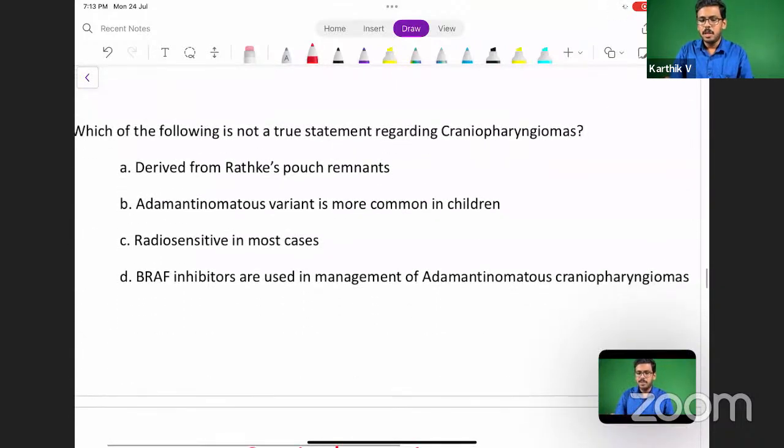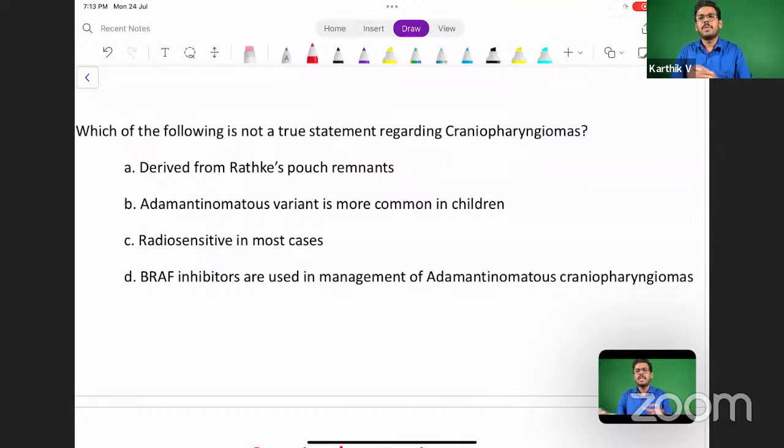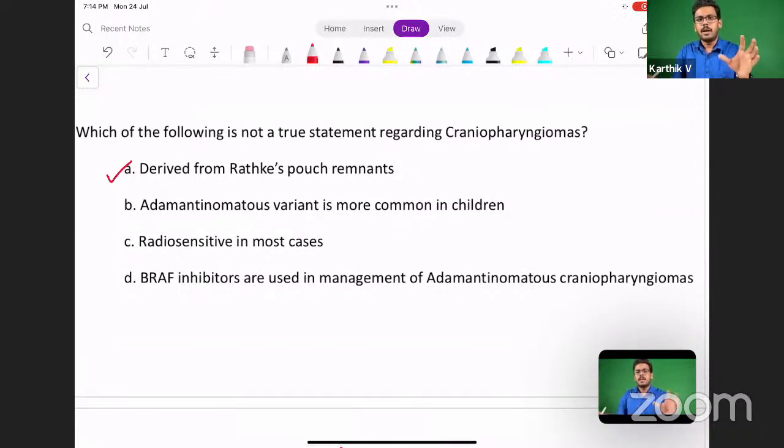So coming to the next question, which of the following is not a true statement regarding craniopharyngioma? So craniopharyngioma, as you know, is the most common sellar-suprasellar tumor in children. The first option, it is derived from Rathke's pouch remnant. So it is a correct statement. It in fact is derived from the Rathke's pouch epithelial remnant. And adamantinomatous variant is more common in children. You know, there are two variants for craniopharyngioma. Adamantinomatous more common in children, and papillary is more common in adults. So again, that is a correct statement.